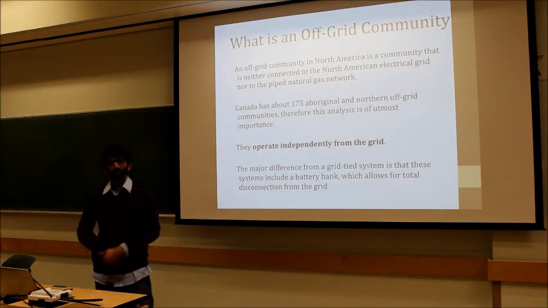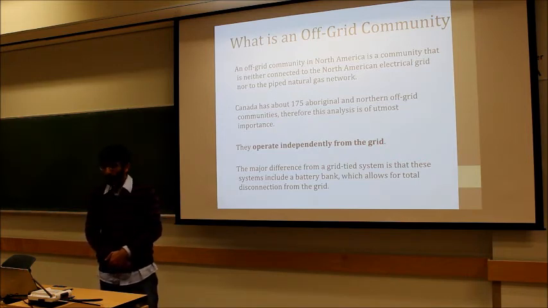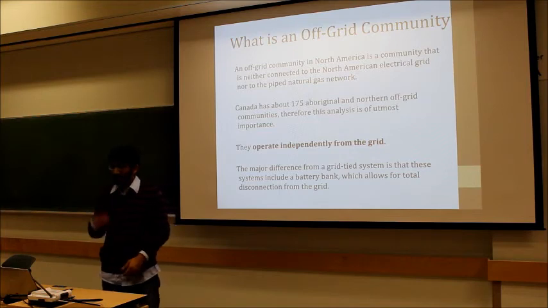So what is an off-grid system? An off-grid system or an off-grid community in North America is a community that is neither connected to the North American electrical grid nor to the piped natural gas network. Canada has about 175 Aboriginal and Northern off-grid communities. Therefore, it is of utmost importance that we do this analysis.